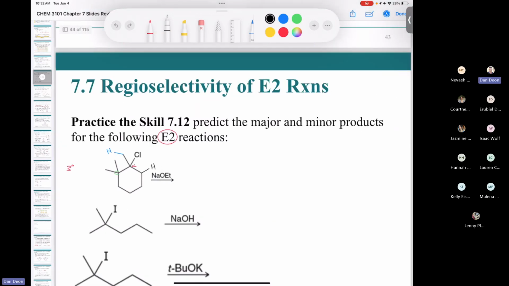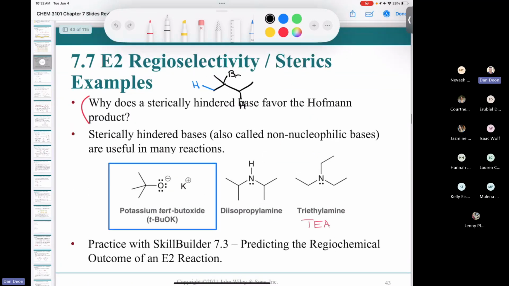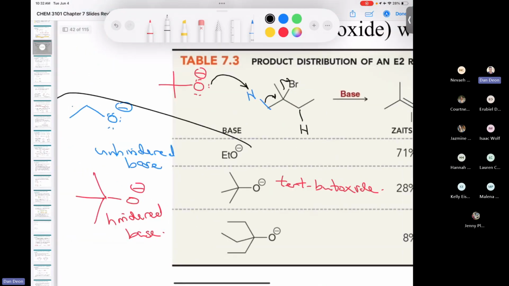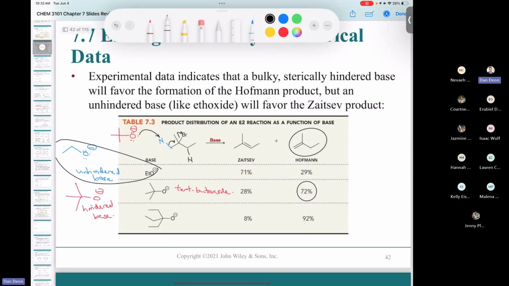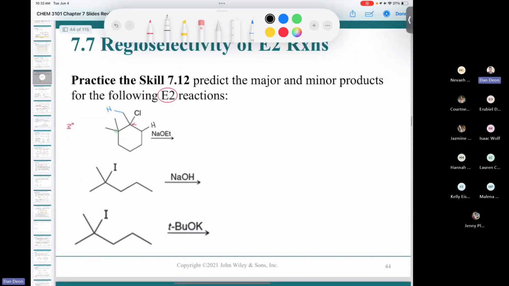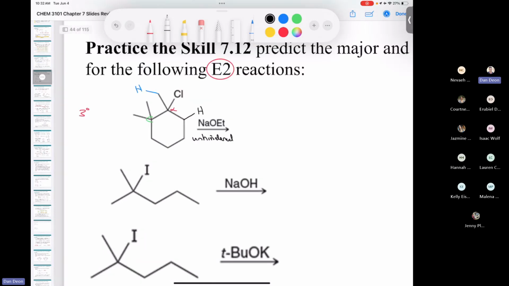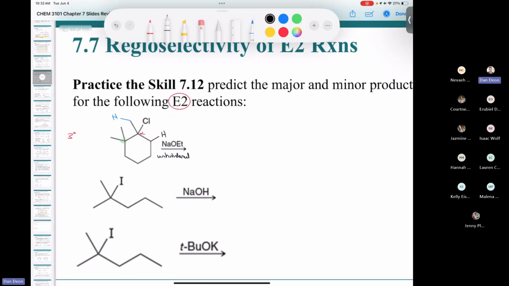So remember, hindered bases are big and bulky, like t-butoxide. Ethoxide is an unhindered base. It's not hindered whatsoever. So when we have an unhindered base, that means that the Zaitsev product, the more substituted alkene, is going to predominate. So let's take a look.